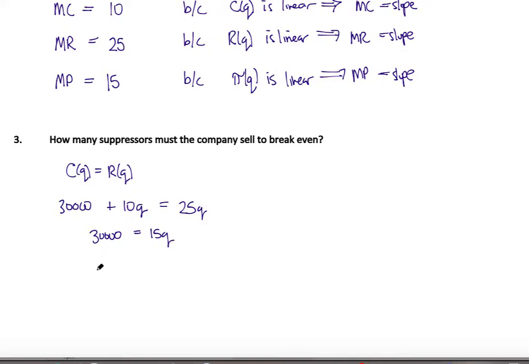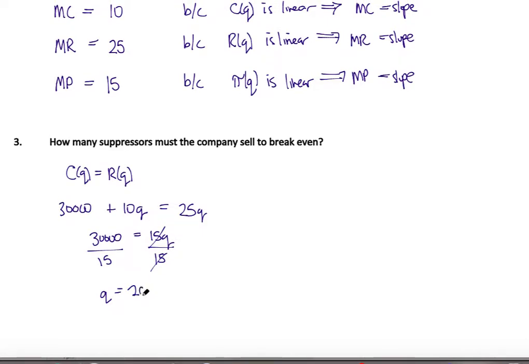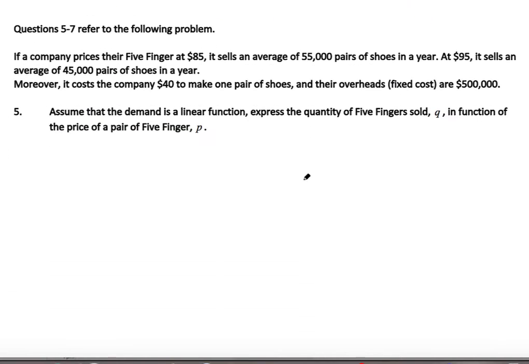Divide both sides by 15 to solve for Q. And so, with a little bit of calculator work, or if you don't want to do any calculator work, you don't need to, you should need to sell 2,000 units in order to break even. Again, that is from when we set cost and revenue.